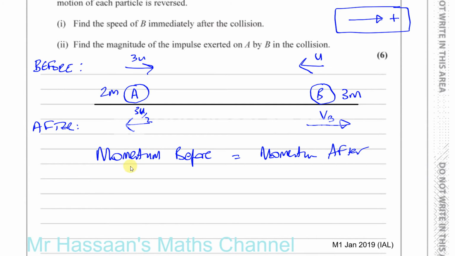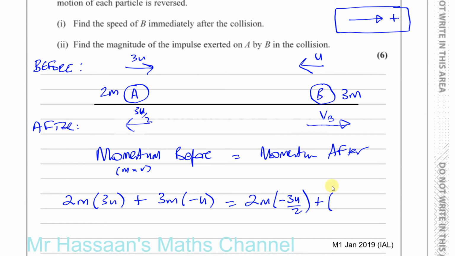So if I'm taking right as positive, before the collision, if you look at the total momentum, the momentum of A, remember momentum is mass times velocity, is 2m times 3u, and the momentum of B is 3m, but the u is going in the direction opposite to what we have called positive, so it's minus u: 3m times minus u. And after the collision, the momentum of A is 2m times, and this time this is going in the negative direction because it's reversed, so it's times minus 3u over 2, plus 3m times VB, the velocity of B.